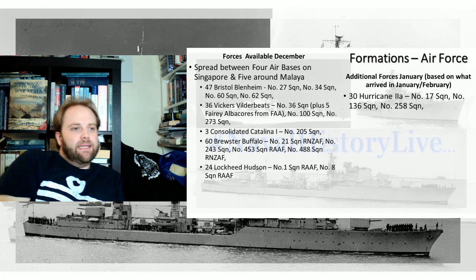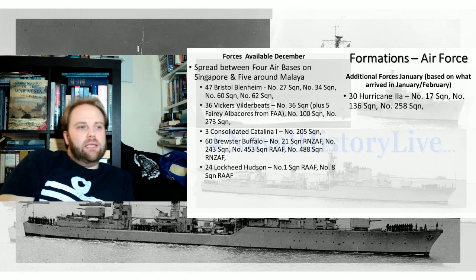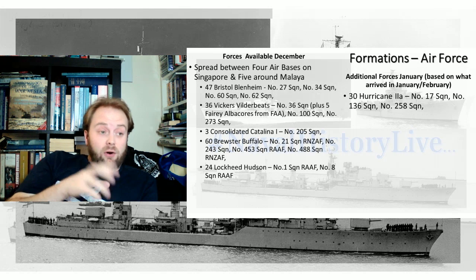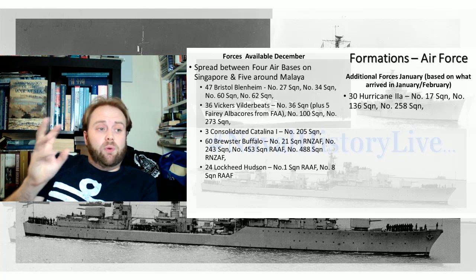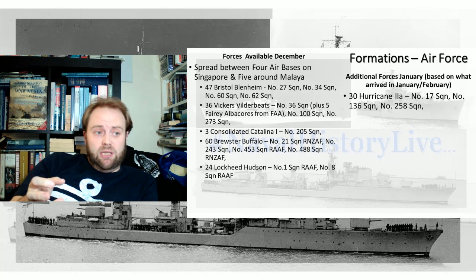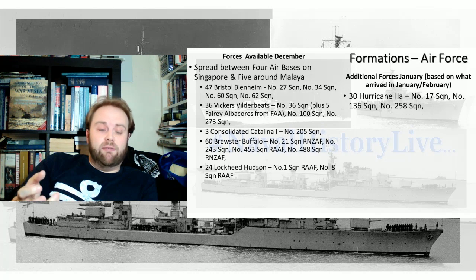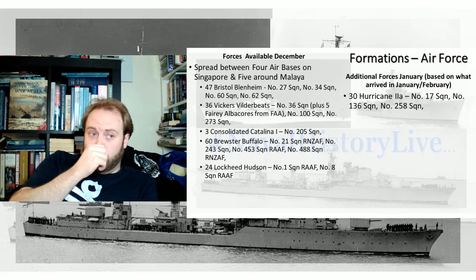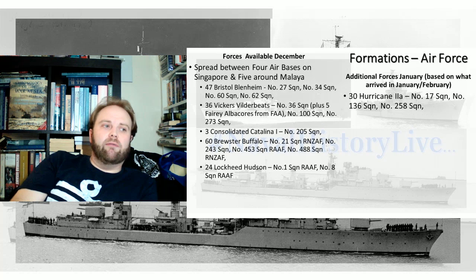Right, air bases. All these aircraft are spread out between 4 air bases in Singapore and 5 around Malaya. And they are in penny packets everywhere. You've got 47 Bristol Blenheims, you've got 36 Vickers Wildebeests, 3 Consolidated Catalinas, 60 Brewster Buffaloes, 24 Lockheed Hudsons. You have 30 Hurricanes, roughly, which managed to turn up sort of in time to get involved.